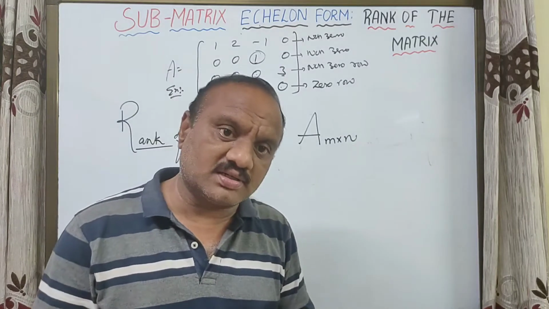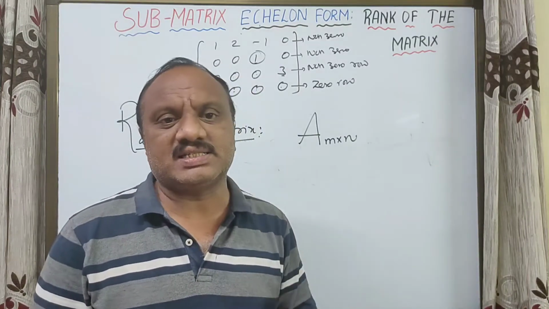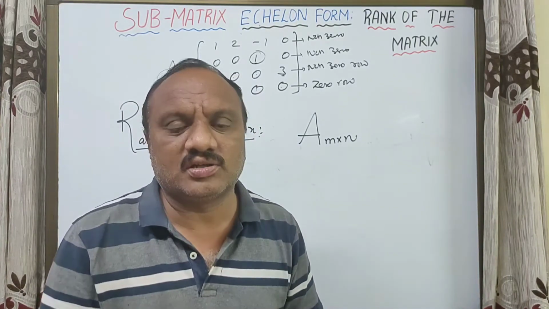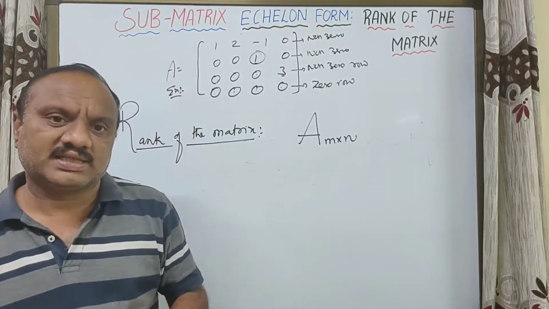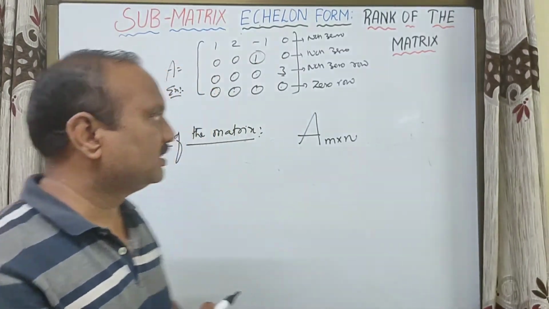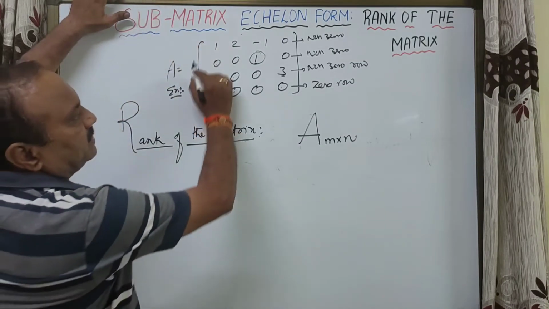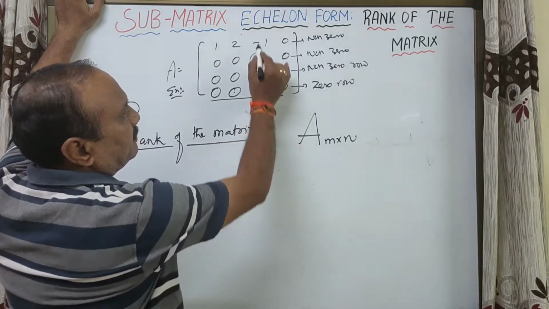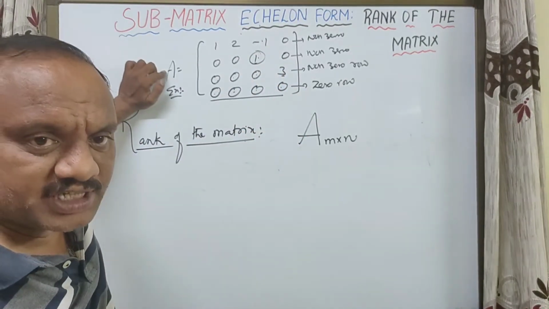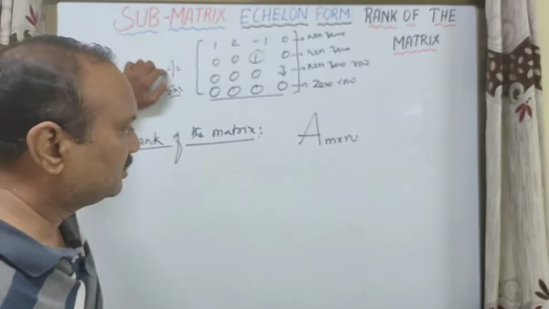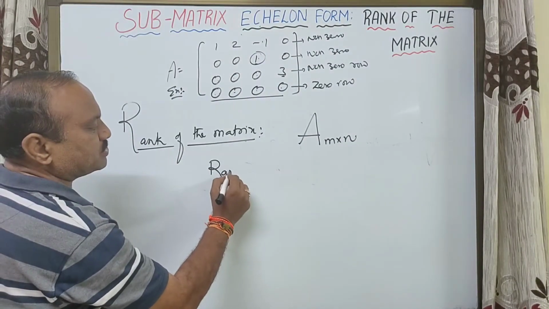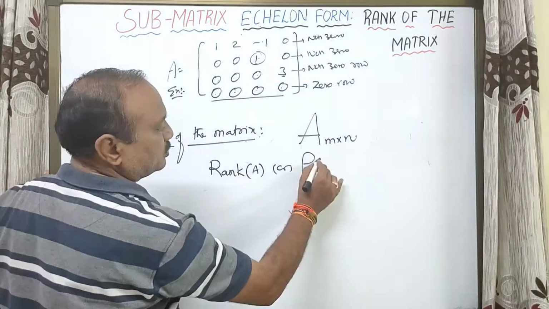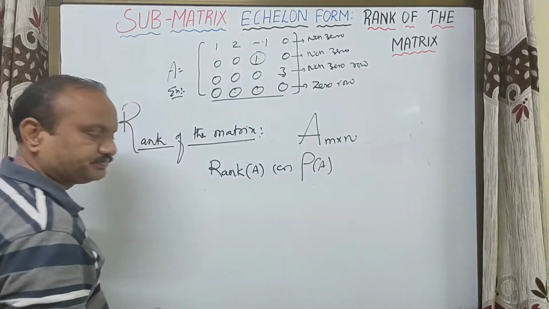Or rank of the matrix is the number of non-zero rows in the echelon form of the given matrix. See, in this matrix A, it is echelon form. 0 row is 1, remaining 3 are non-zero rows. So rank of A is 3. Rank of A is denoted like this, students: rank of A. In some books, rank of A is denoted like this also: row of A.